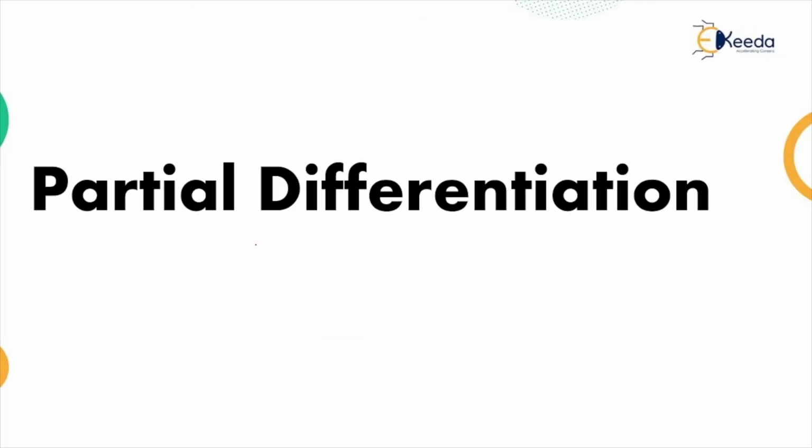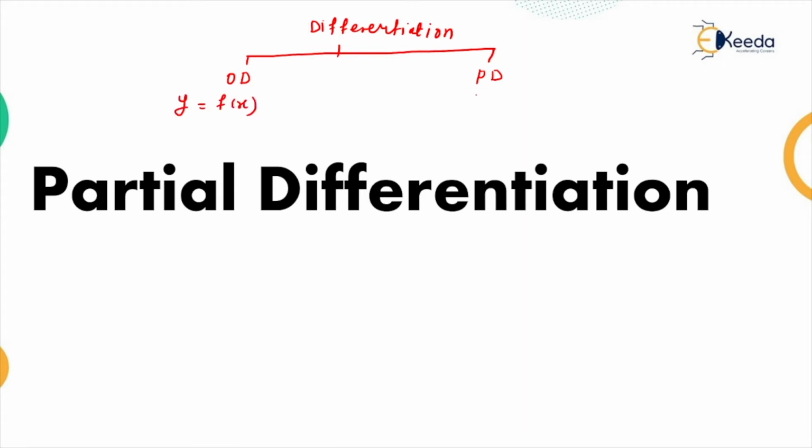When we think about differentiation, there are two types. The first one is ordinary differentiation, and the second one is partial differentiation. In ordinary differentiation, y is a function of only one variable, and in partial differentiation, y is a function of two or more variables, say x1, x2, x3 and so on. That is the major difference between ordinary differentiation and partial differentiation.